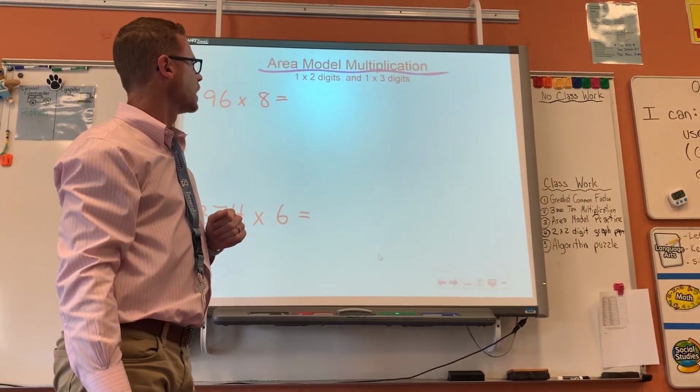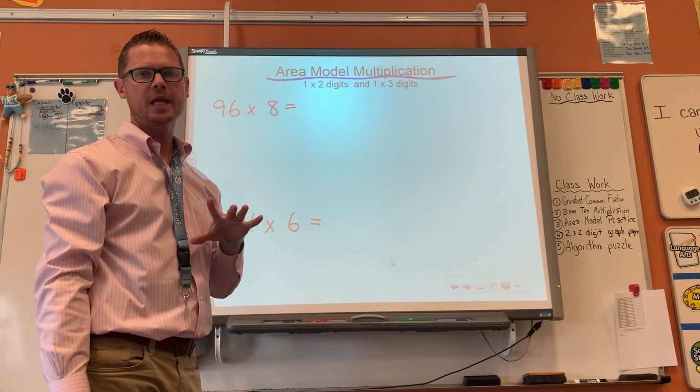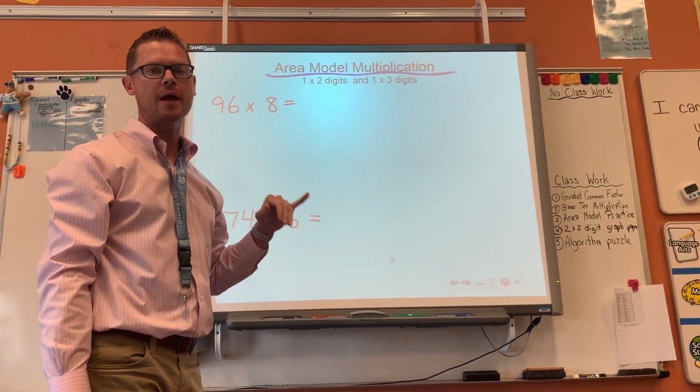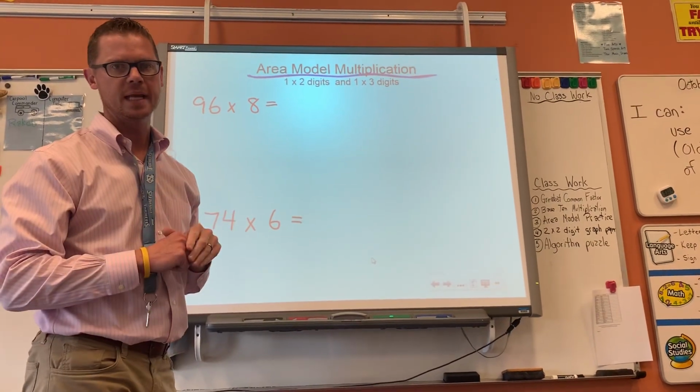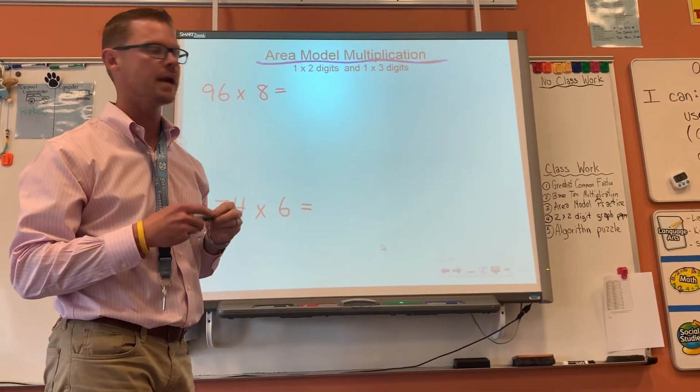All right, guys, here we go. We have multiplication of multi-digit numbers using the area model. So my example up top, I have 96 times 8, and we're going to use that representing the area model.